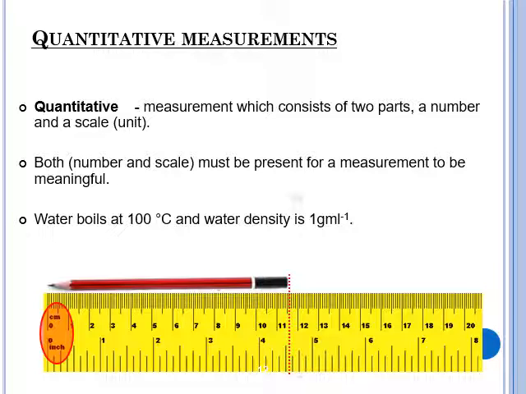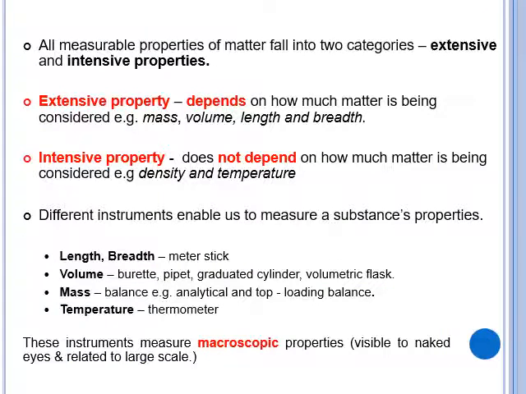For example, water boiling. You see water boil by observation, but then you see the number: water boils at 100 degrees, and water density is 1 gram per mL, for example. So this is quantitative measurement. It's much more accurate. These are among the different instruments that enable us to measure substance properties.